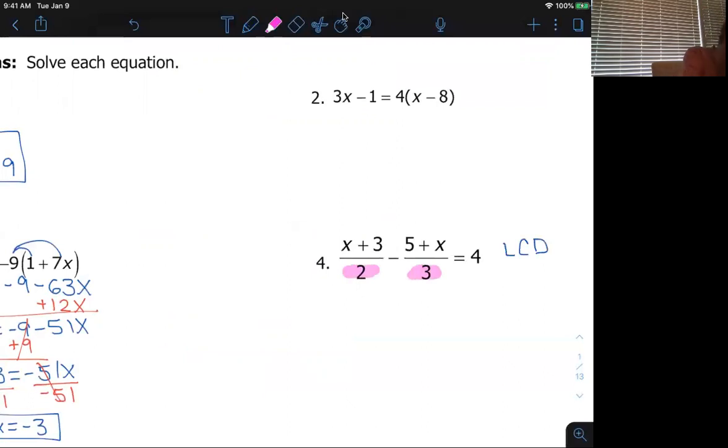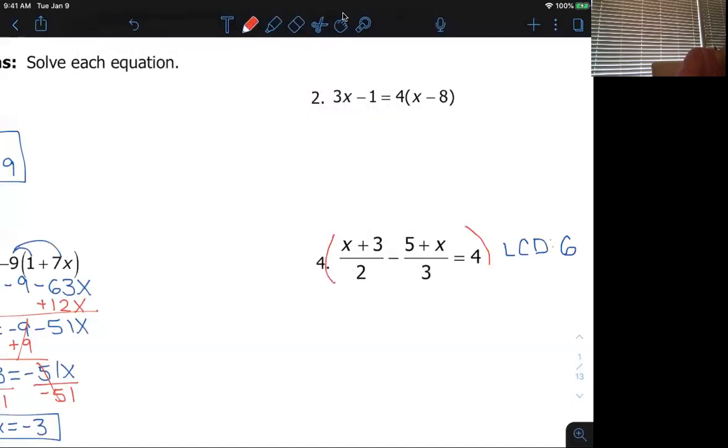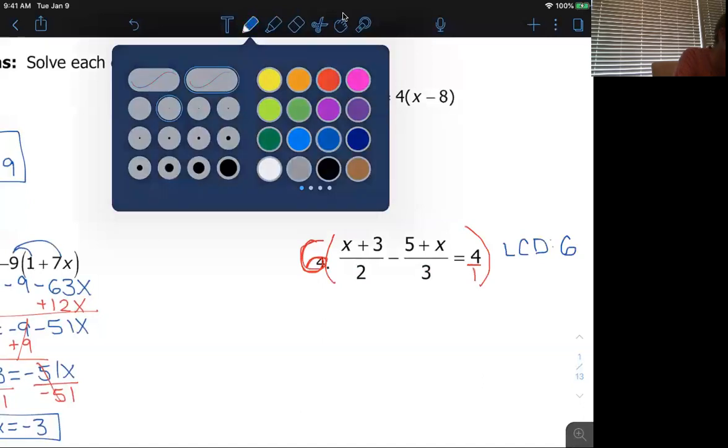So the least common denominator is a number that they both go into. So in this case, it's going to be 6. 2 and 3 both go into 6. So what we're going to actually do is multiply everything by 6, okay? So we're going to multiply everything by 6. And we're going to treat this 4 as 4 over 1, like a fraction, so that everything is being multiplied by 6, and something really nice is going to happen.